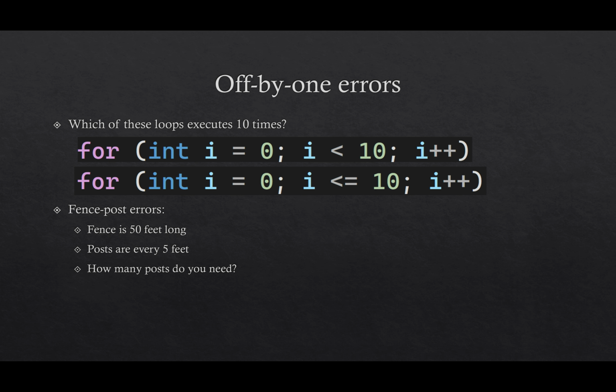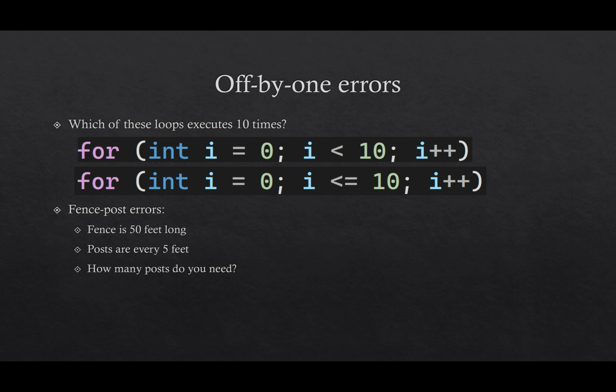One way to reason about this is to consider the case where the fence is exactly 5 feet long. You don't need 1, you need 2 fence posts: 1 at the beginning, and then 1 at the other end. If you add another 5 feet of fence, you need another fence post, and another 5 feet, another fence post. So it's 1 plus the length of the fence divided by 5. Of course, if it's not evenly divisible by 5, then you also have to include an extra fence post for the remainder that's left over.